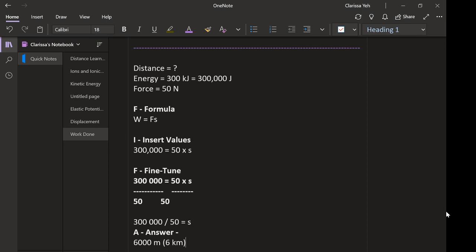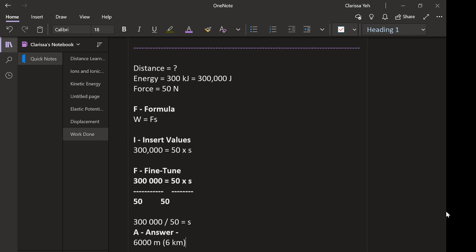Alright. So basically what I was saying was that I don't want you to think that because we have 4 different equations, we have 4 different methods. Where you think, oh, I gotta learn how to do kinetic energy equation, and I gotta learn how to do gravitational potential energy equation, and elastic energy, and work done.